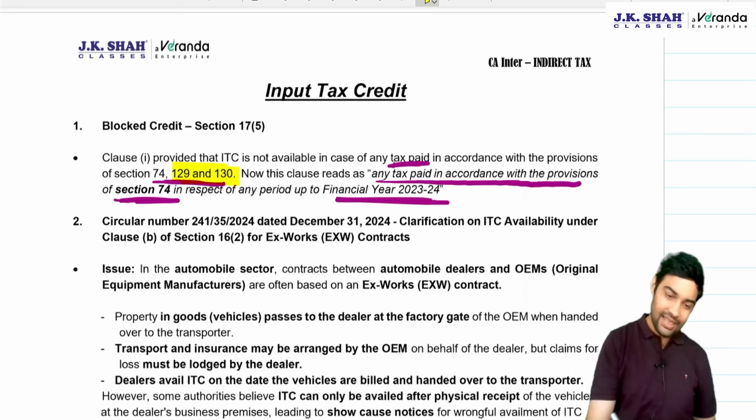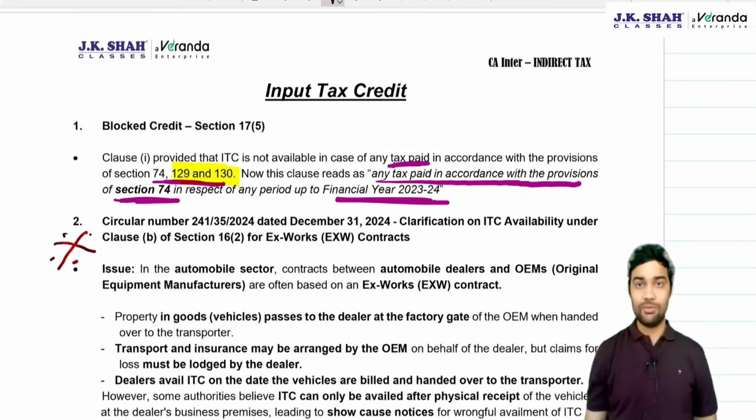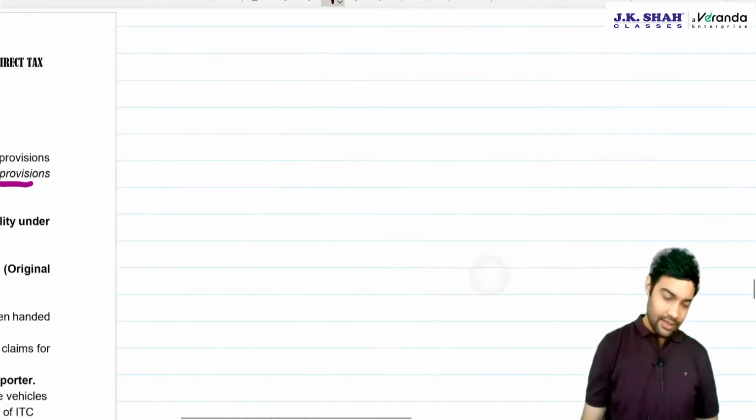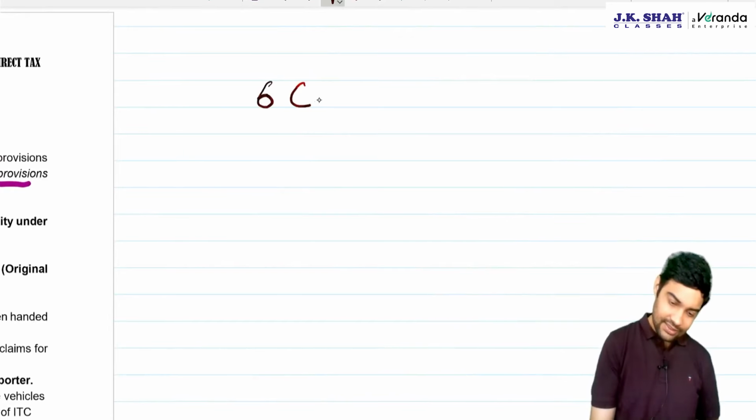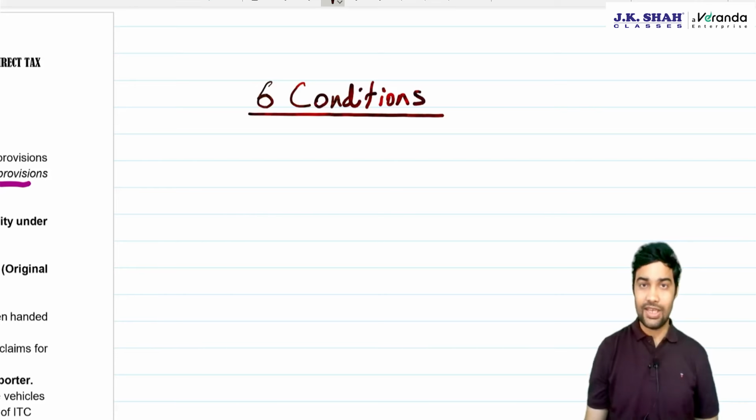Okay. Now the next clarification, mark it as important for your exam. Now listen to me very carefully. See, there are totally 6 conditions to avail ITC. You remember? There are 6 conditions.